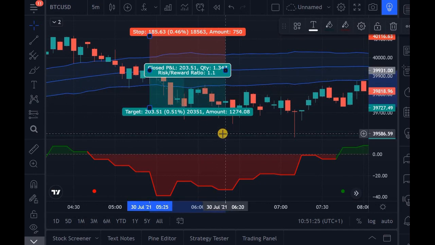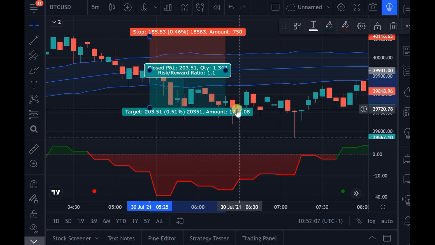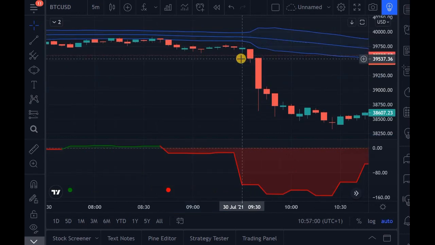This is exactly how my trade would look. If I place a short position at around 39,900, I would be able to take my profits at around 39,700. I would have made profits with this strategy. Now let's go over another example.